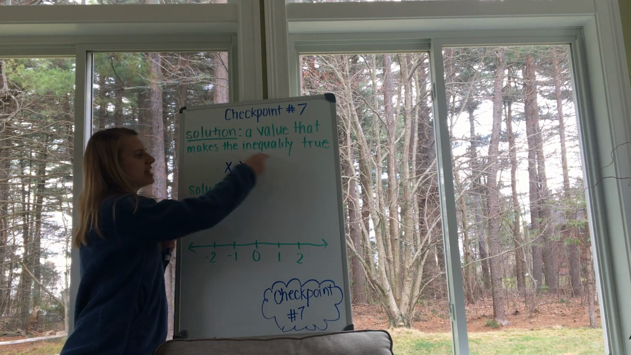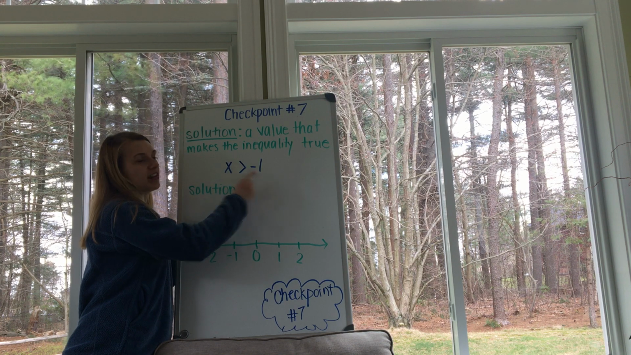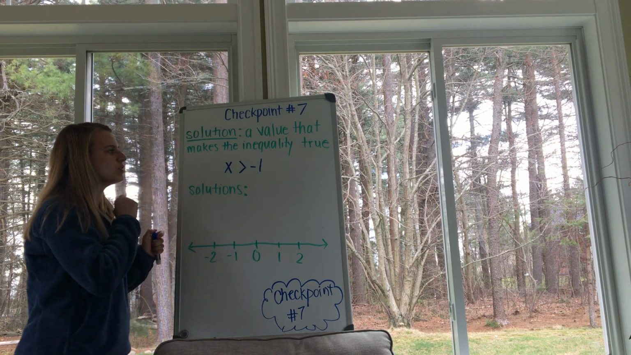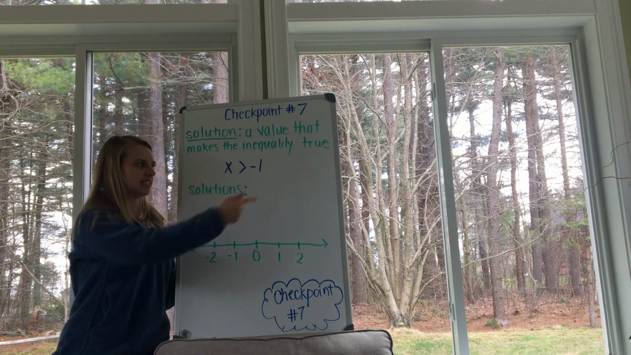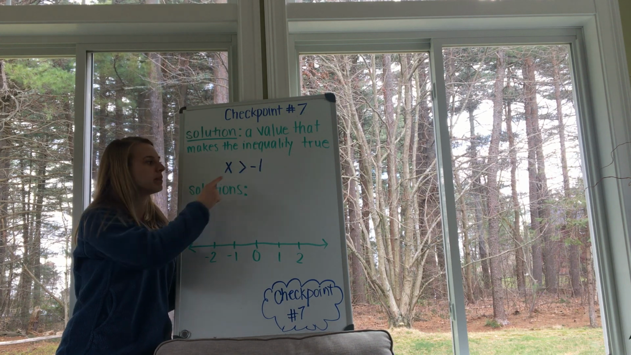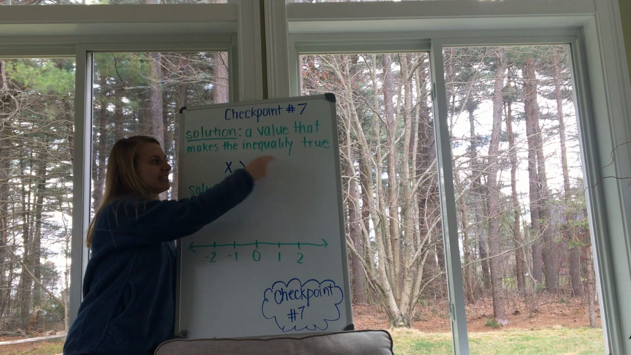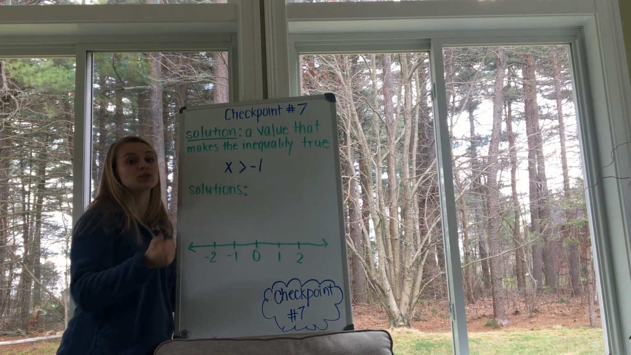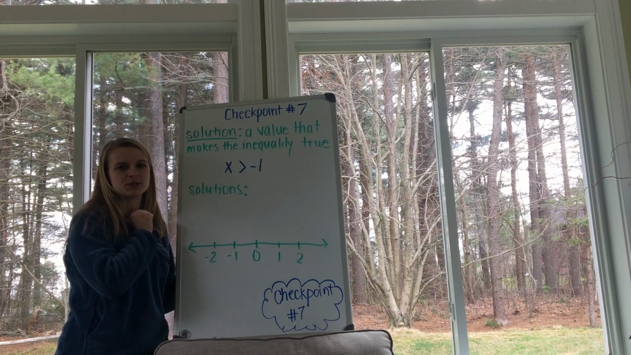So we're talking about the inequality x is greater than -1. Okay? So you may have seen something similar to this. This is called an inequality. And any number that we can plug in for x that makes this statement true is a solution. So let's come up with some solutions.